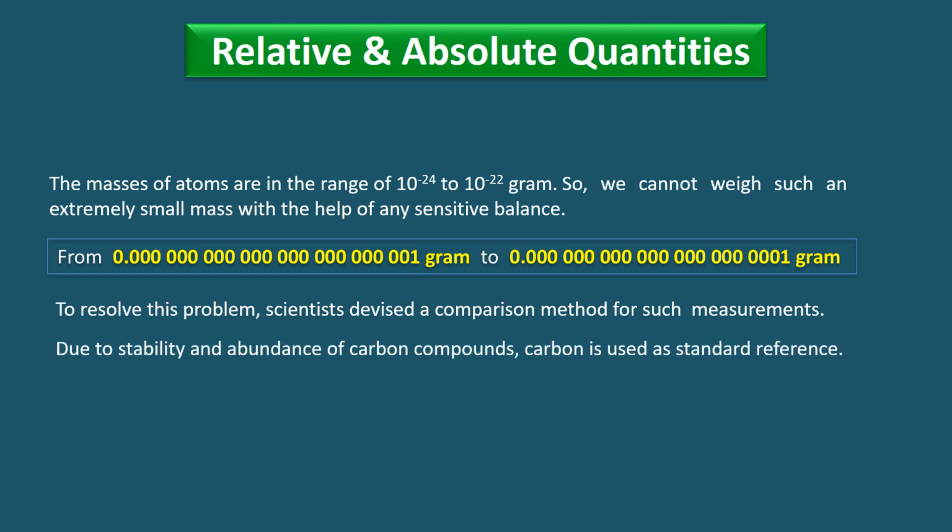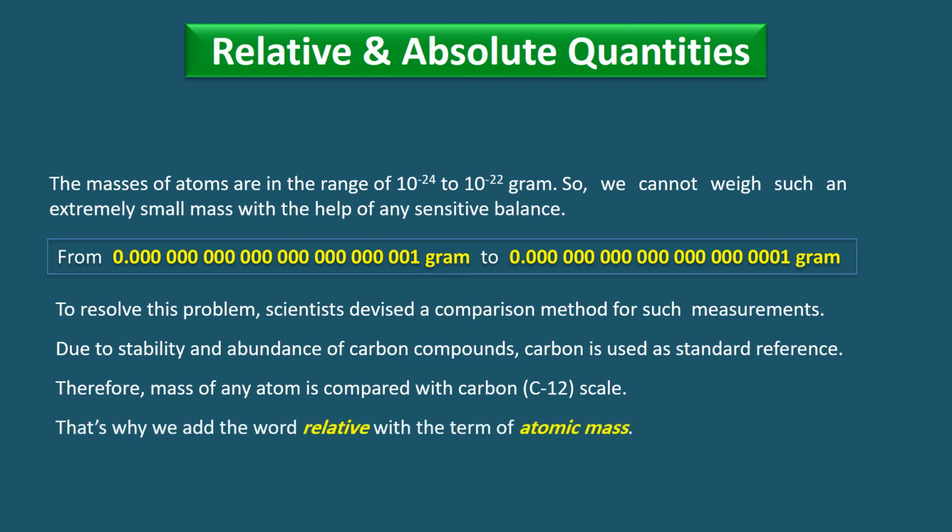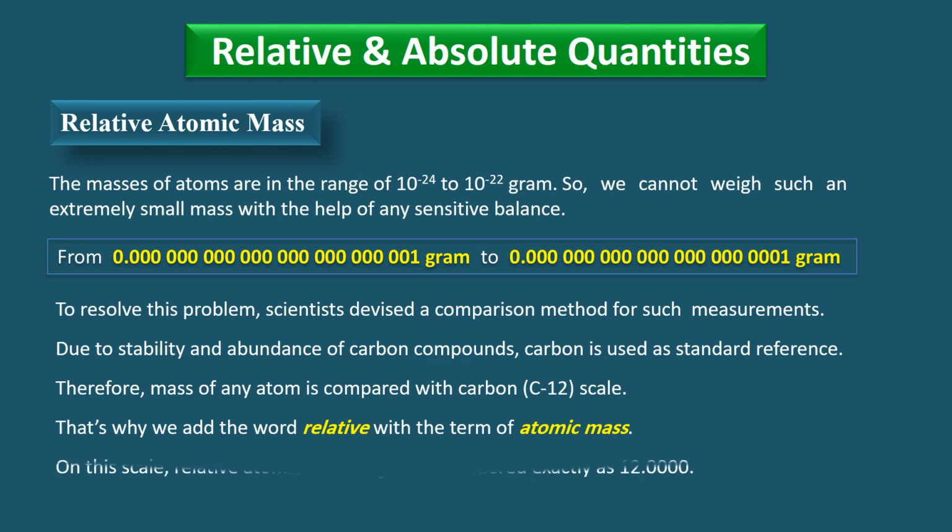Due to stability and abundance of carbon compounds, carbon is used as standard reference. Therefore, mass of any atom is compared with carbon-12 scale. That's why we add the word relative with the term of atomic mass, that is, relative atomic mass. On this scale, relative atomic mass of C12 is considered exactly as 12.0000.